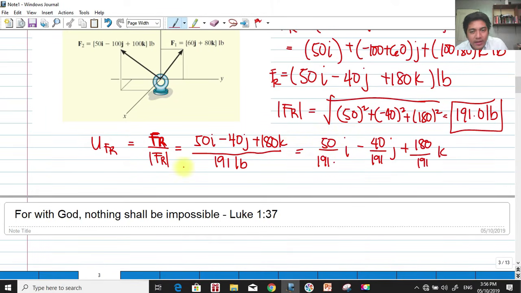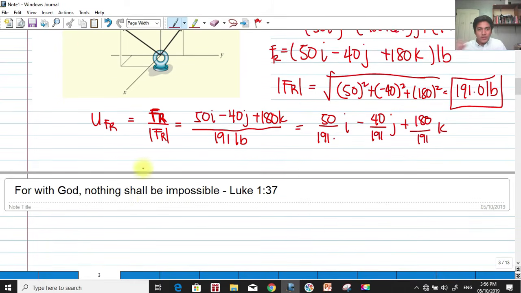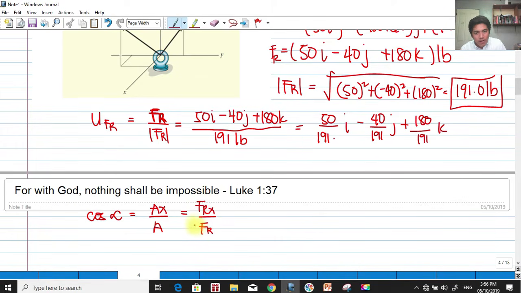Okay? In our formula a while ago, AX over A, AY over A, AZ over A. So, we can get now the direction cosines. We have the formula cosine alpha is AX over A a while ago. But this is in terms of FR, so that is still F. We have FRX over our magnitude FR.